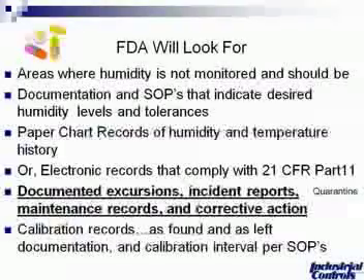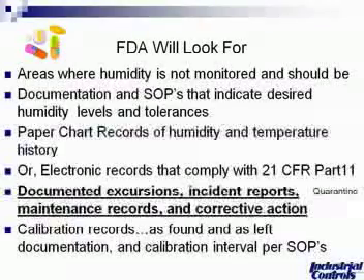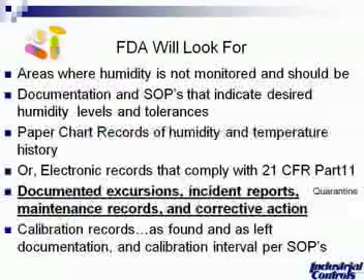So everyone probably knows that these documented excursions, incident reports, maintenance records, and corrective actions are very time-consuming, and in some cases require quarantine of the products that were manufactured until it's determined whether or not the effect of the excursions has affected the product quality. And then, of course, calibration records, as found and as left documentation, and calibration intervals per the individual company's SOPs.